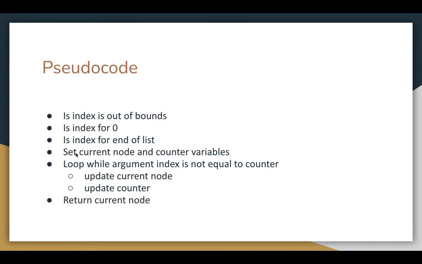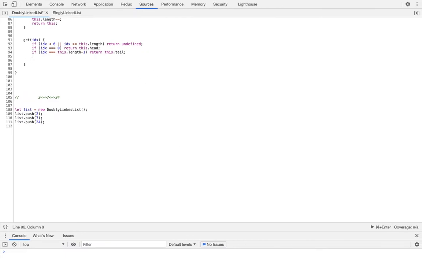The next thing is we're going to set the current node and counter variables. These are two things we're going to need to keep track of. The first one is the current node, and we're going to start that at the head, or at the beginning of the list. And then we're also going to have a counter, because we're going to be using a while loop, and we're going to set it initially to 0. As we make each iteration of the while loop, we're going to increment it by 1.